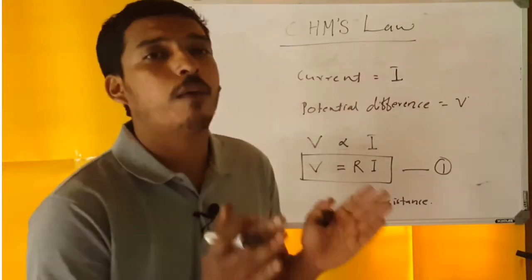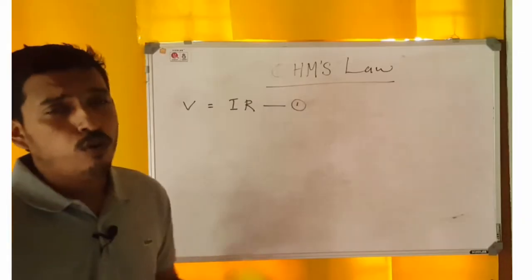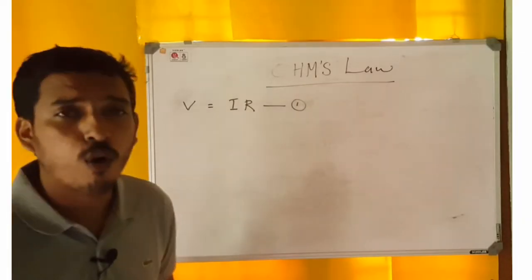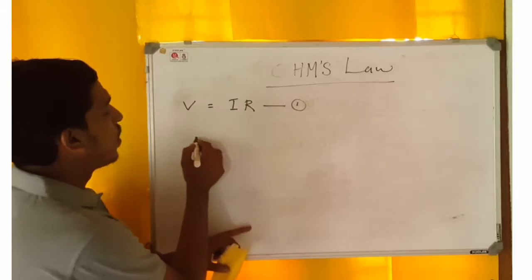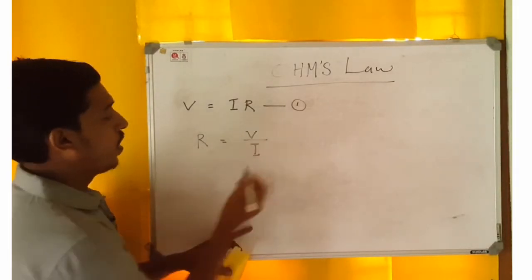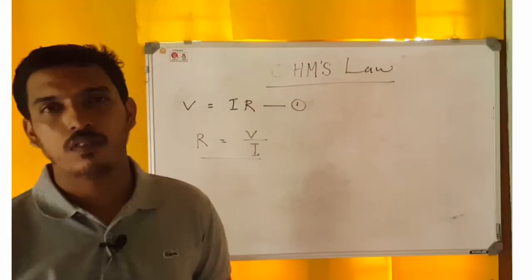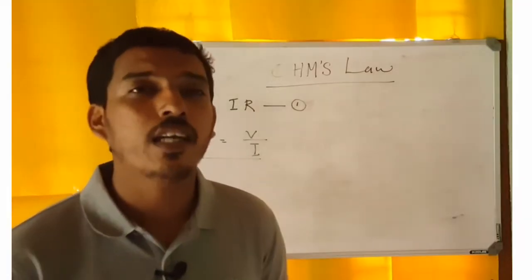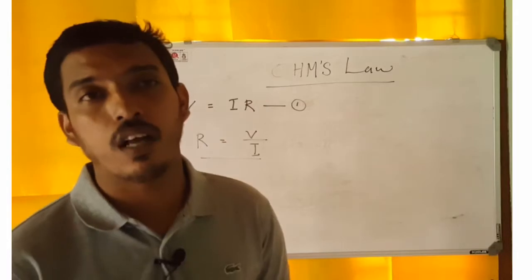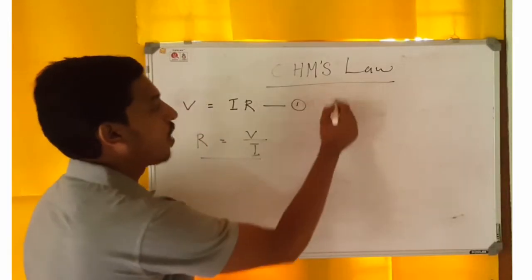So hereafter we are coming to the term resistance. From the mathematical expression of Ohm's law, we can write the resistance R is equal to V by I. So this is the mathematical expression for the resistance. You have already studied resistance in your high school classes. As you know, resistance is a fundamental property of a conductor.